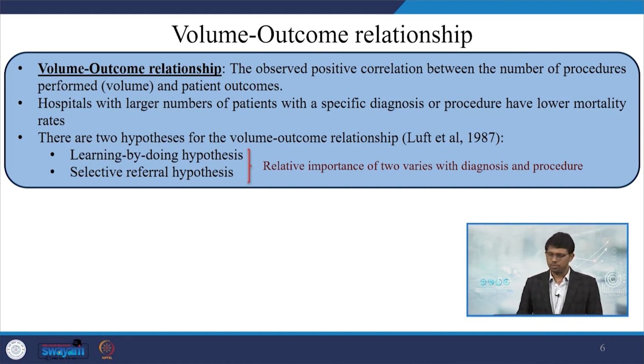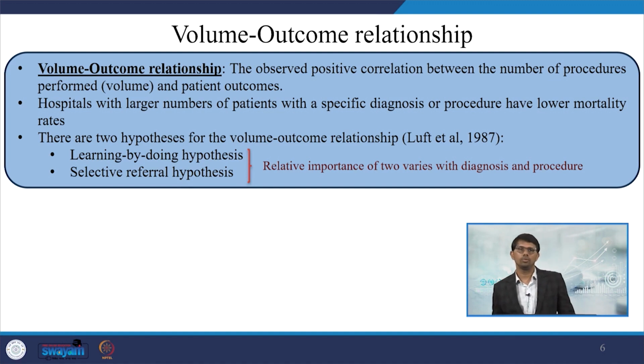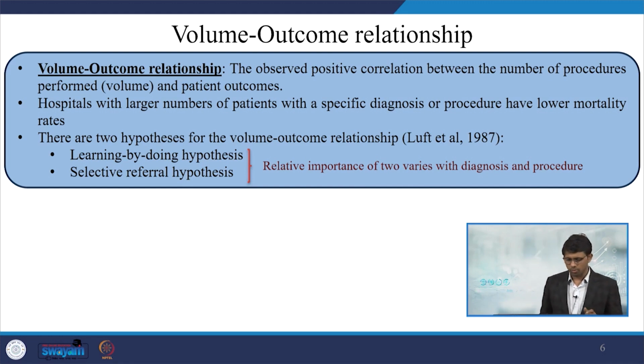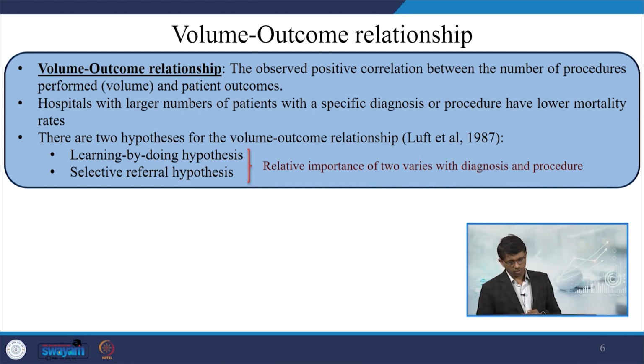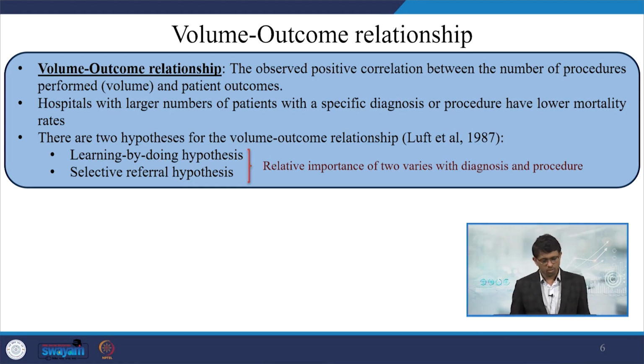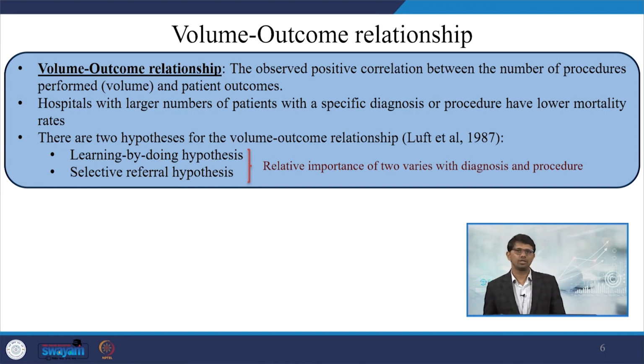Two important hypotheses in this relationship are called learning by doing and selective referral. In learning by doing, we know that the more the involvement, or the more the patient dealings or experiences, the more robust the system becomes, and then more learning is expected. And another aspect of the volume output relationship is selective referral.